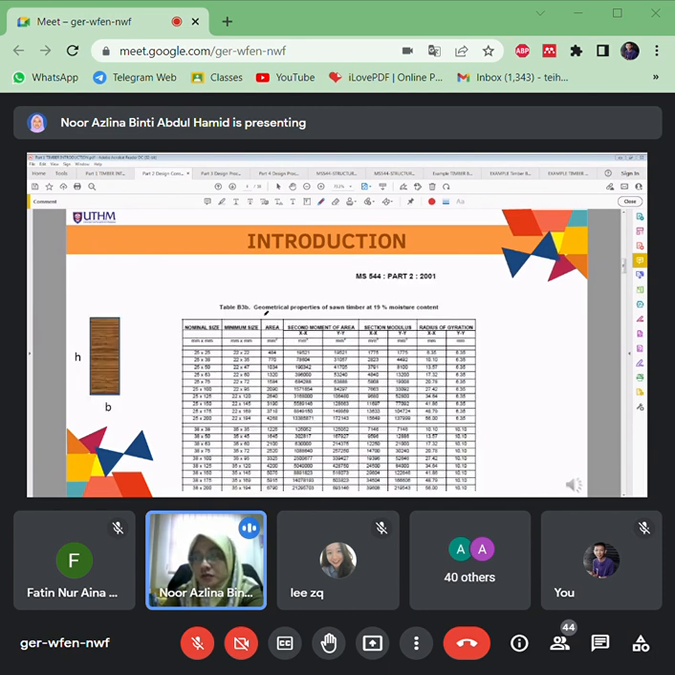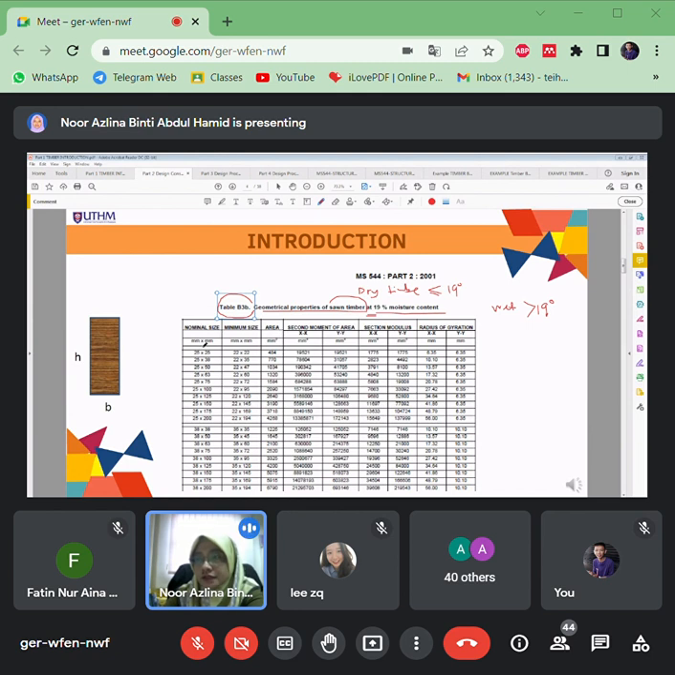So these are examples of timber tables according to the geometrical properties of sawn timber at 19% moisture content. Once it says at 19% moisture content, that means this table refers to dry timber, because once the moisture content is less than or equal to 19%, it is considered dry timber. Wet timber is when the moisture content is more than 19%.